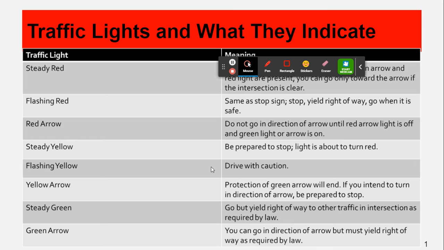If you see a stale green, it means that it's going to turn to yellow. So we should be getting ready to bring our car down in speed and stop. Okay. Steady green means go, but yield right away to other traffic and intersections as required by law. And a green arrow means you can go in the direction of the arrow, but you must yield as required by law. Now, usually you have the right of way when you have the green arrow. Let's continue.